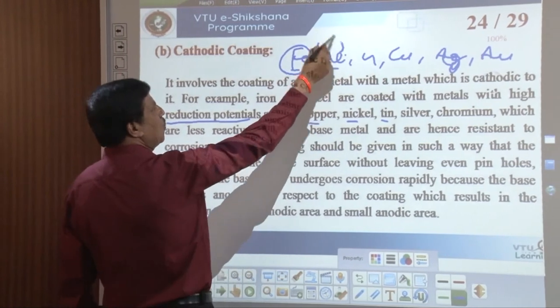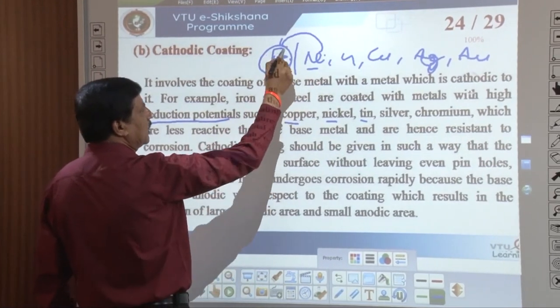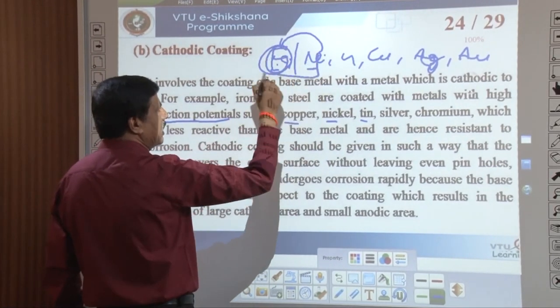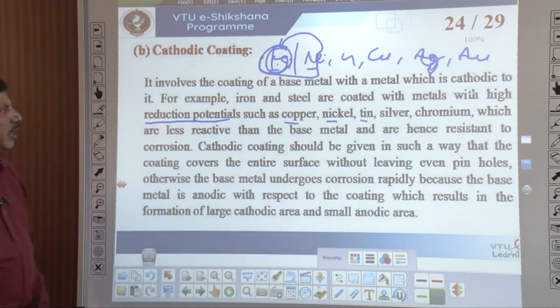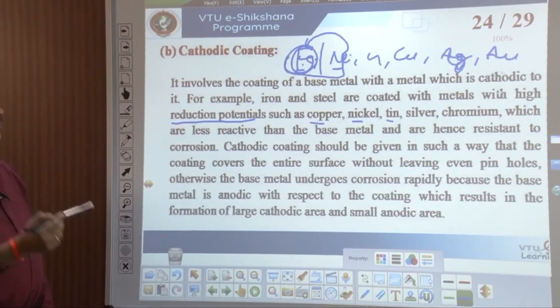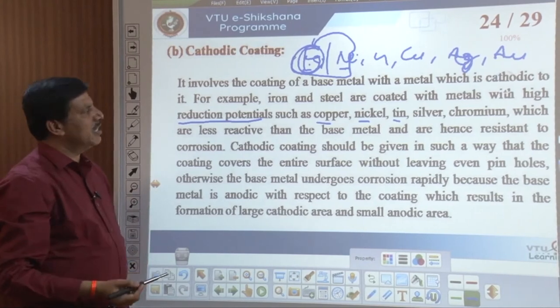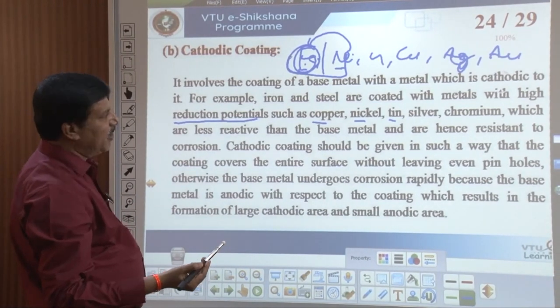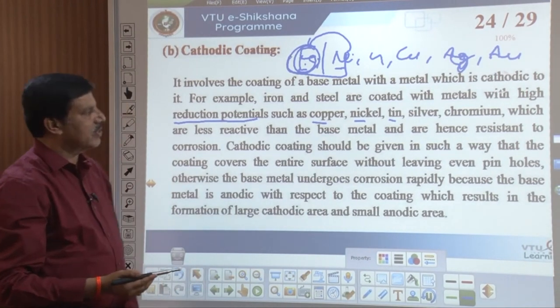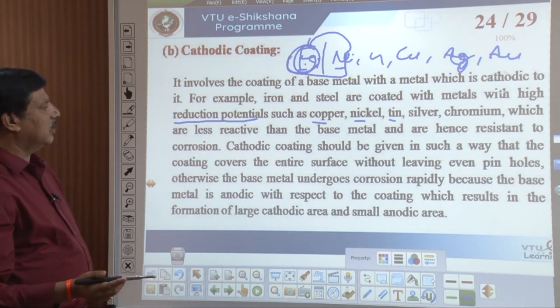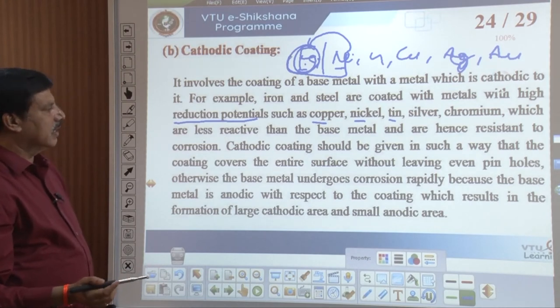That's why we are going to coat over it. This is called cathodic protection. This acts as an anode. This is nothing but the electroplating process. Electroplating of nickel means we are going to plate over the base metal. Base metal means cheaper metal, cheaper metal means iron, etc.